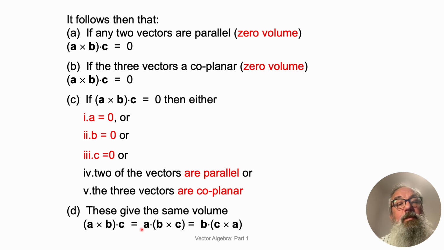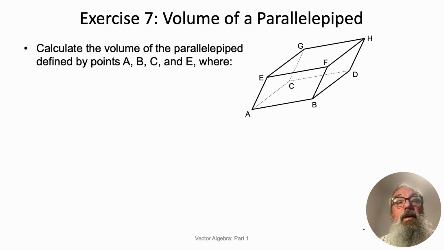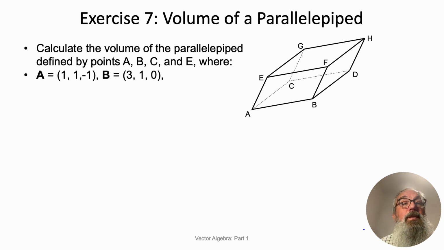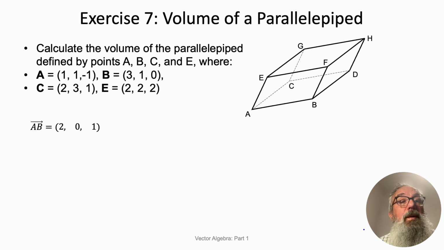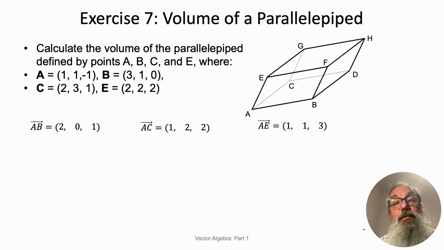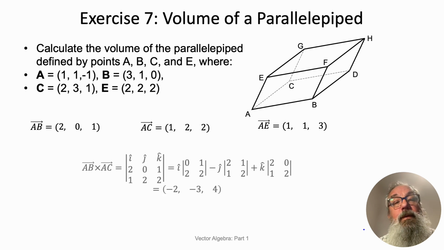Just remember that you can expand the vectors multiplied in slightly different ways. Let's do a quick calculation to demonstrate this. So I have points A, B, C, D. AB, A to B is 2, 0, 1, because it's B minus A. A to C is C minus A. A to E is E minus A. So we can then work out the volume of that shape.